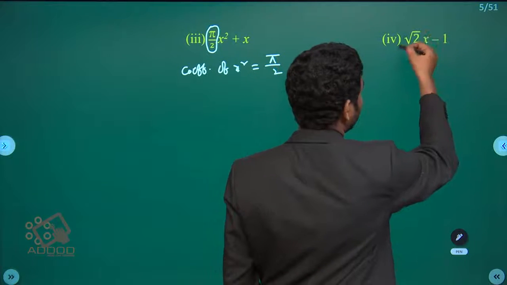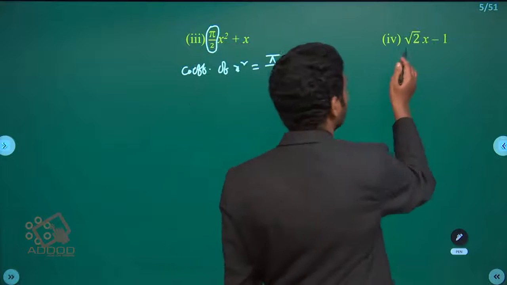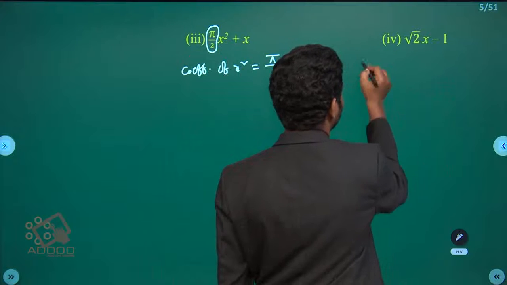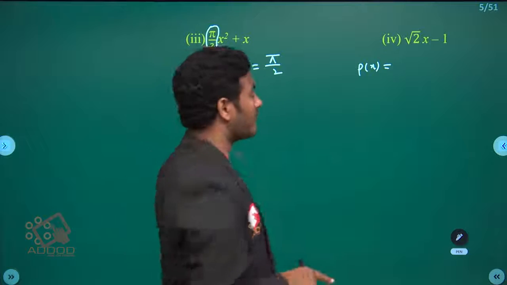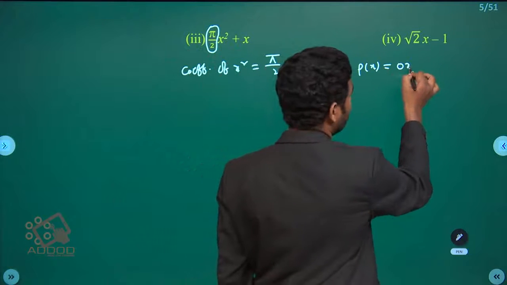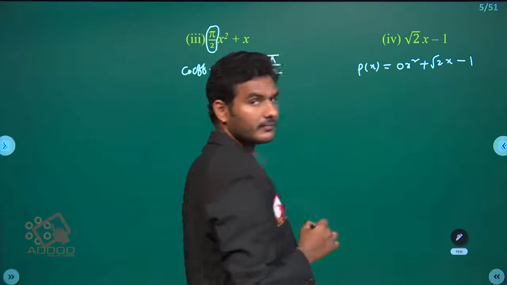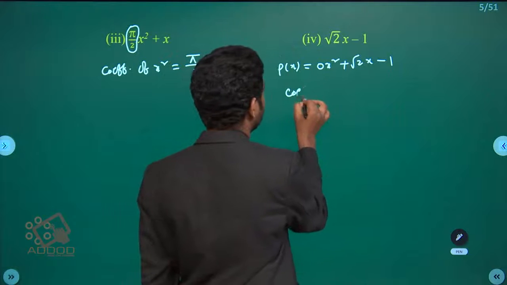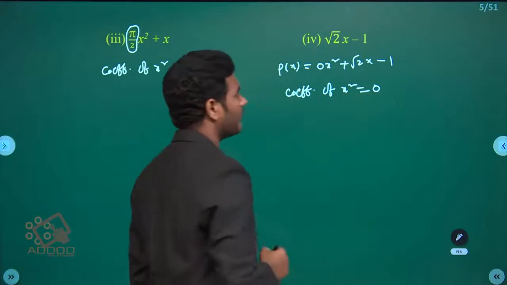However, whether there is any x square term? There is no x square term. So if we do not have any x square term in the given expression, for example, take f of x or p of x, a polynomial. Here we need to write the x square coefficient. The x square term is not there, so 0x square plus root 2 into x minus 1. Now the coefficient of x square is equal to what? 0. Simply you can write 0.